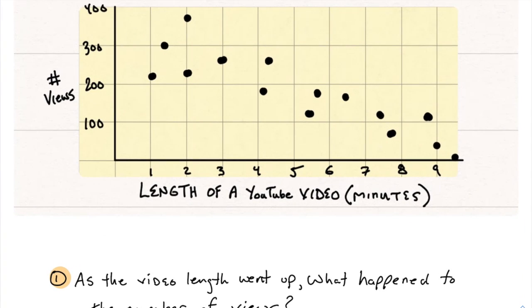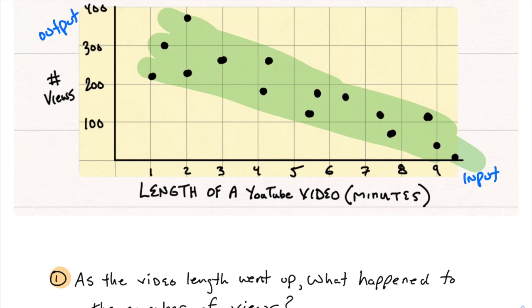At first, I have length of a YouTube video as my input. We call that our independent variable. And our output is our number of views. I'm trying to see if the length of the video has any relationship with the number of views or not. It definitely appears that there is a relationship. If I try to highlight the data, I feel like I have a trend of some sort. So let's see if we can answer some questions.